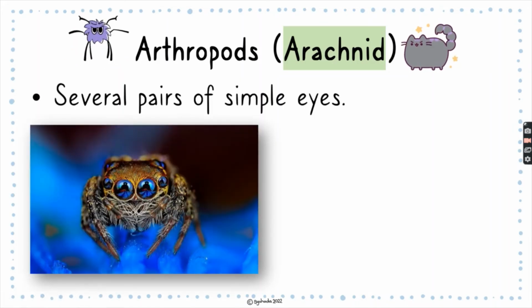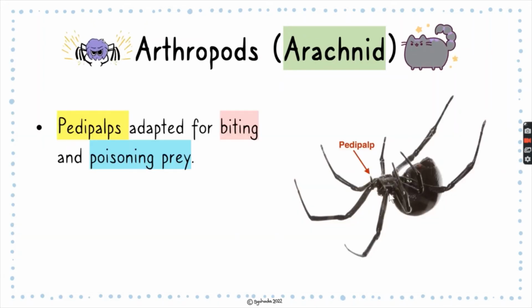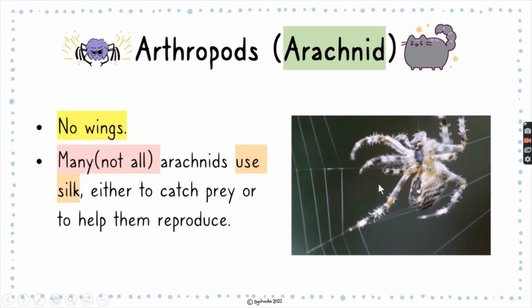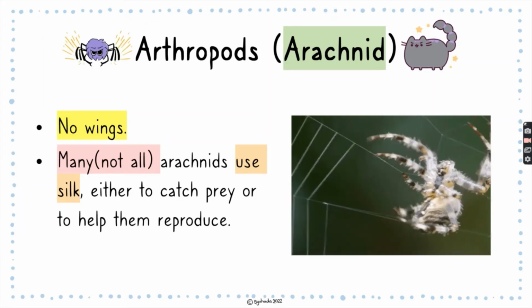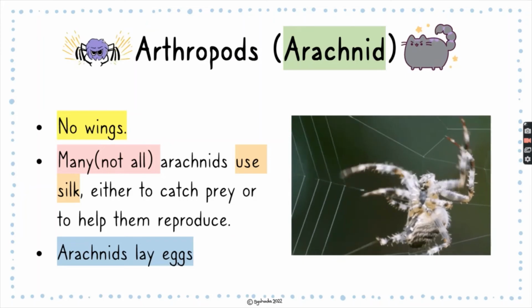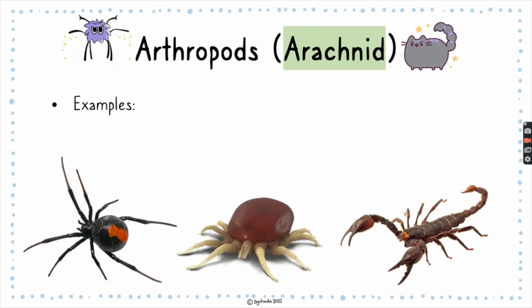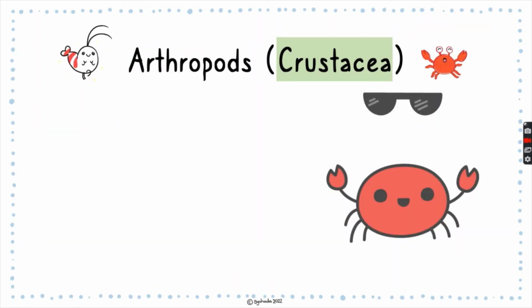They have several pairs of simple eyes. They also have features called pedipalps, which are for biting and poisoning prey. They do not have any wings, and many, not all, arachnids use silk to either catch prey or help them reproduce. Arachnids lay eggs as well. And main examples are spiders, mites, and scorpions.